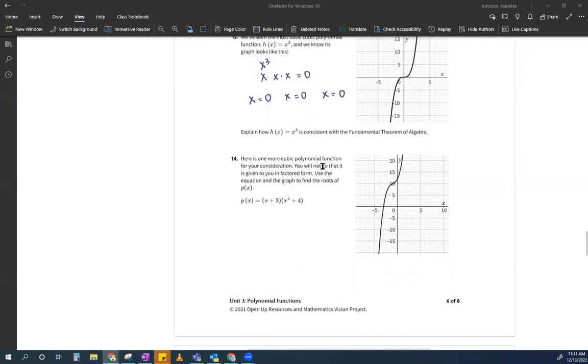Okay, so here's another cubic polynomial for your consideration. Notice that it's given to you in factored form. Use the equation and the graph to find their roots. Now, if you notice, if you multiply x times x squared, you get x cubed. You should be looking for how many roots? How many roots should you be looking for? Very good. Someone says 3.